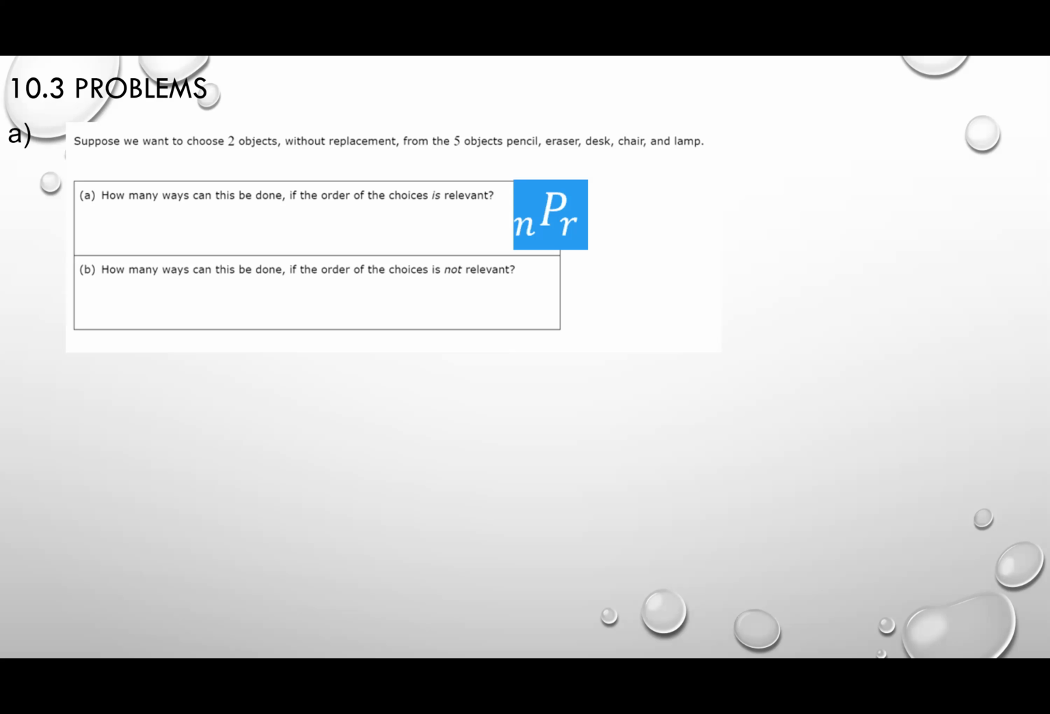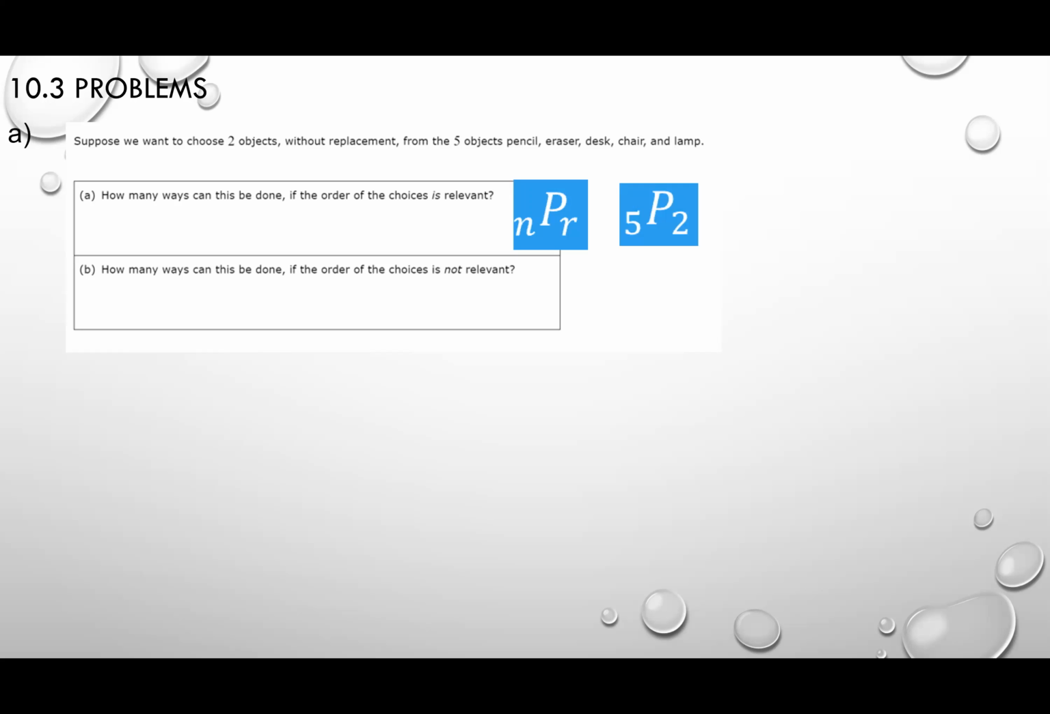Okay, so looking at this thing here, suppose you want to choose 2 objects without replacement, meaning you take it, it's gone, from the group of 5 objects: a pencil, an eraser, a desk, a chair, and a lamp. So those are your 5 individual items. You want to choose 2 of them. You can choose a pencil and eraser, a pencil and desk, or whatever. Now they ask you how many ways can you do this if the order matters. And if the order matters, like I mentioned, it will be the permutation, and the permutation here will be 5P2.